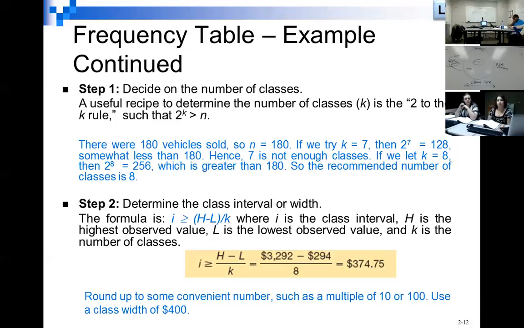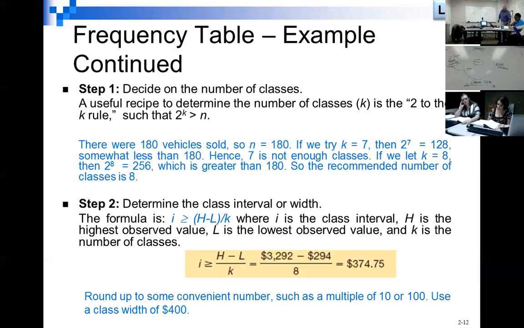And once you have decided on the number of classes, next, how are we going to decide on the interval width? The interval width is going to be equal to or greater than H minus L over K. H is going to designate the highest observed value, L is the lowest observed value, and remember, K here, you just solved.